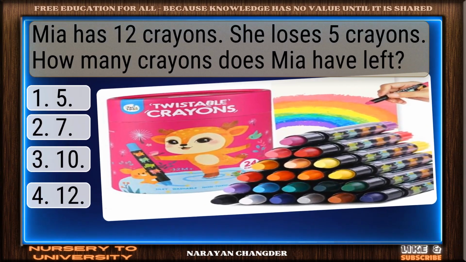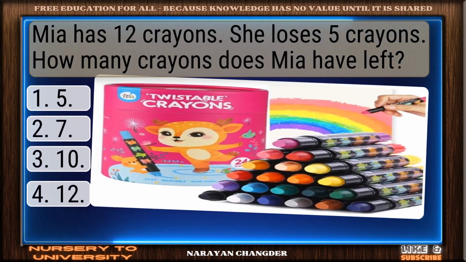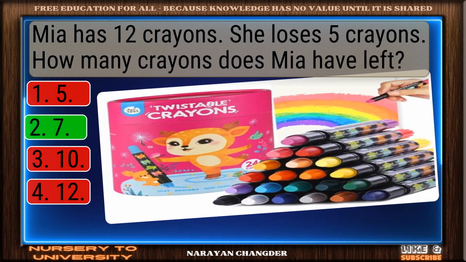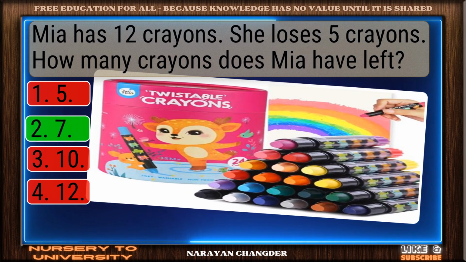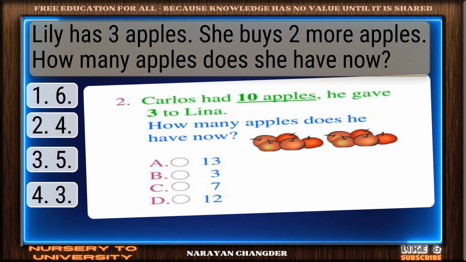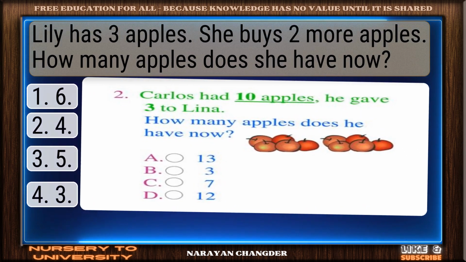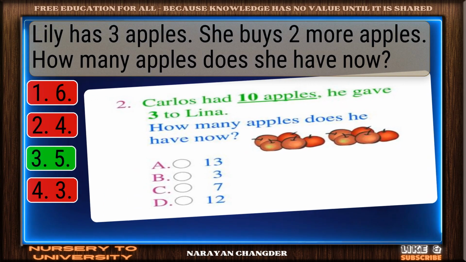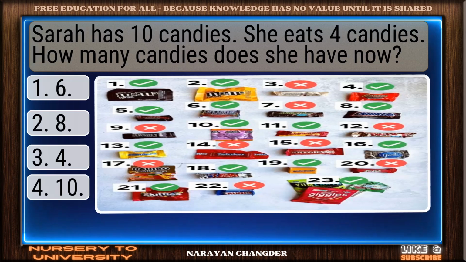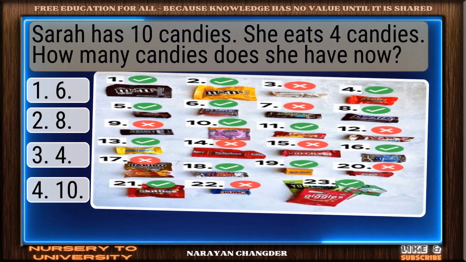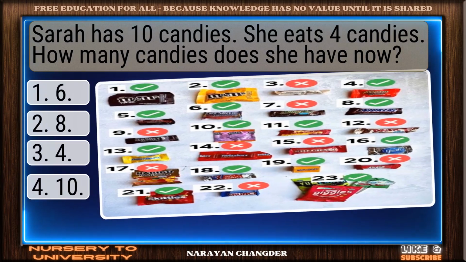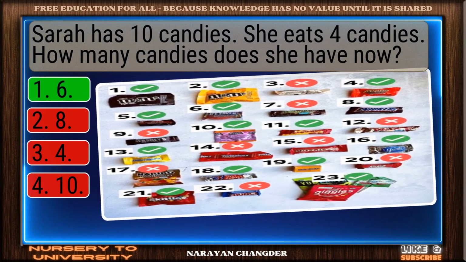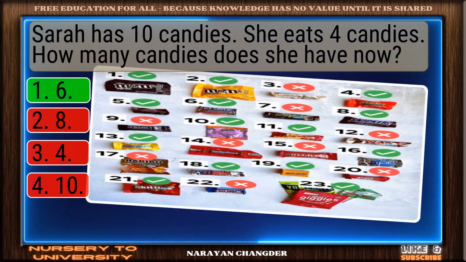Maya has 12 crayons. She loses 5 crayons. How many crayons does Maya have left? Good job. Your answer 7 works well here. Lily has 3 apples. She buys 2 more apples. How many apples does she have now? Strong choice. 5 is the right answer. Sarah has 10 candies. She eats 4 candies. How many candies does she have now? Nice work. You chose 6 and it is correct.